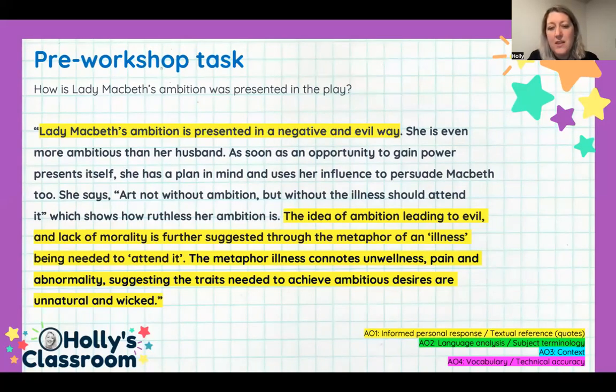So you can see what I've done there is closely analyze the language in that quote, but also I've connected it to the idea at the start of the paragraph as well. So it really clearly shows that I am answering the question and creating a coherent, sort of ordered response to it.